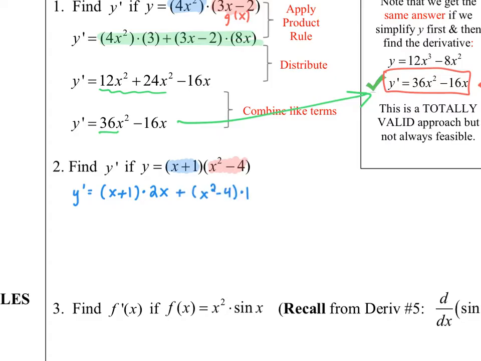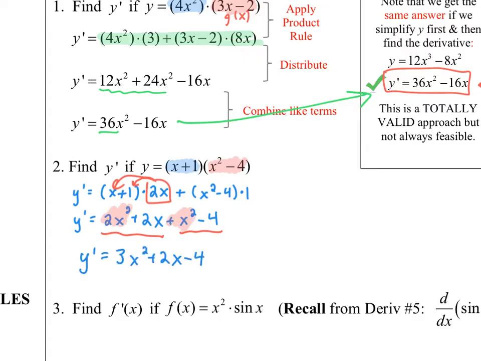And at this moment, my calculus is done. This is my derivative. All that's left is just to simplify things. So I took this 2x and I distributed it through the parentheses here, and it gave me this. The 1 didn't even do anything over there, so it's just the x squared minus 4 over here. And now I'm just going to combine my like terms. So my 2x squared plus another x squared. And this is my derivative function.